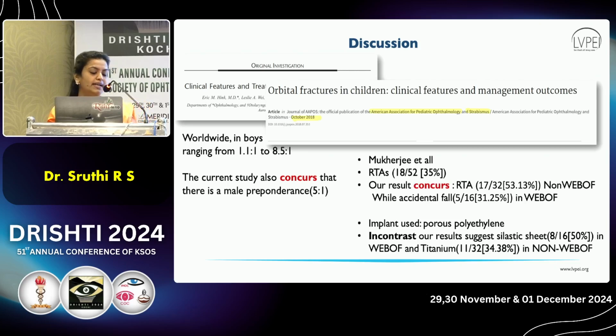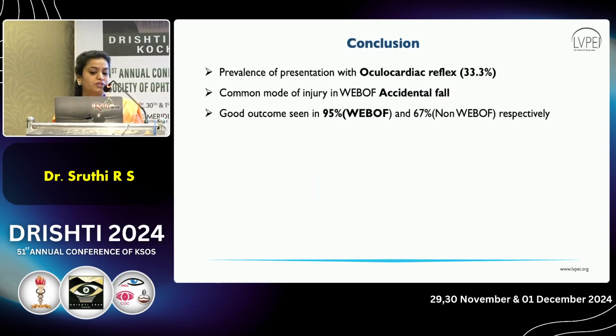A similar study done in 2018 by Mukherjee et al. was in line with this, and they had found that road traffic accident was the most common mode of injury in pediatric orbital fracture, and the most common implant used in their study was porous polyethylene.